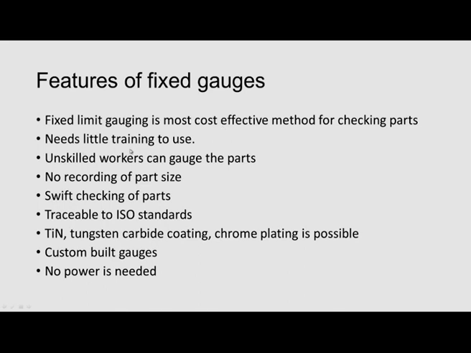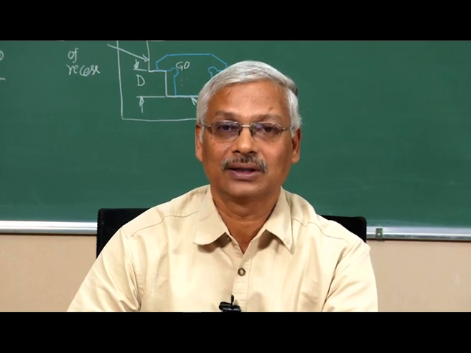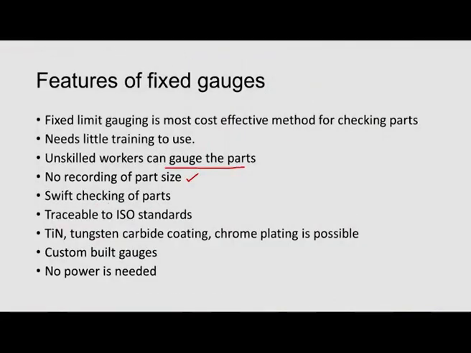And then it requires very little training, since the gauges are very simple to use and not much detailed training is required to train the operators, and unskilled workers can use the gauges and they can check the workpieces. No measurement is made and no recording of the part size is made. We just say whether the workpiece is acceptable or not, with quick checking of the parts. And all these gauges are traceable to ISO standards, and then different kinds of coating are possible to enhance the service life of the gauges, and also custom built gauges can be made depending upon the requirement of the user.